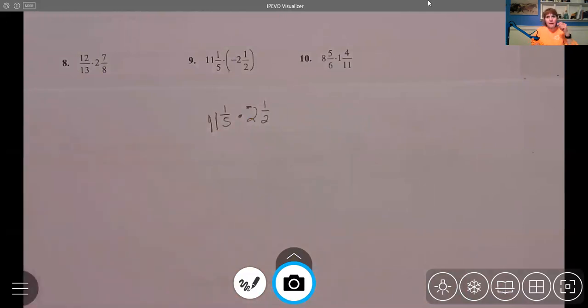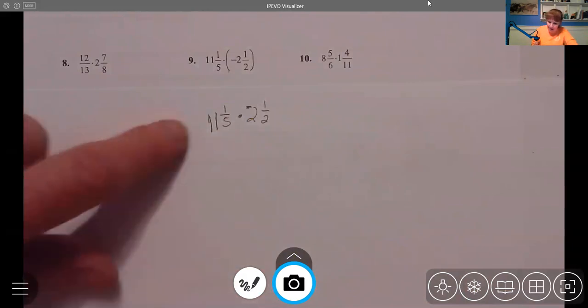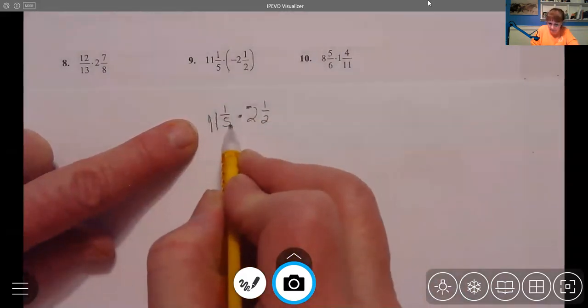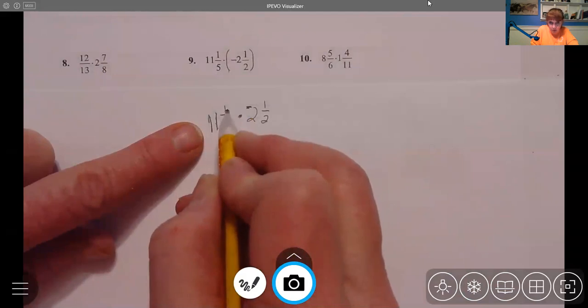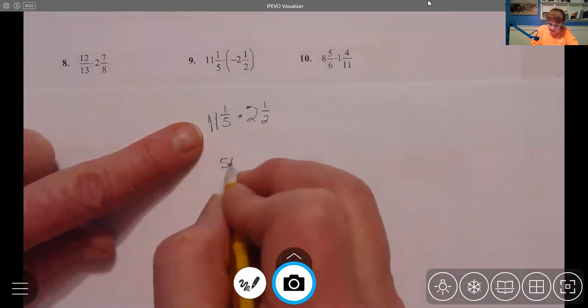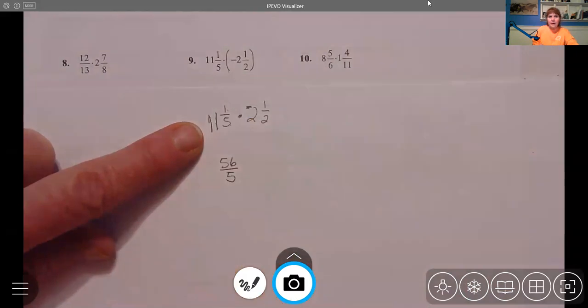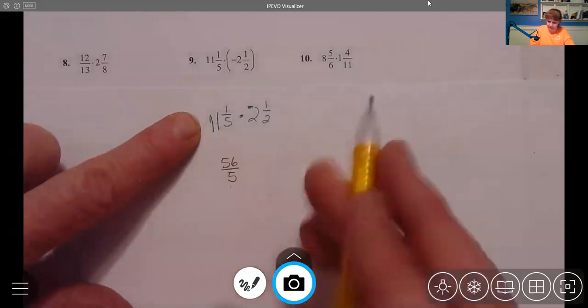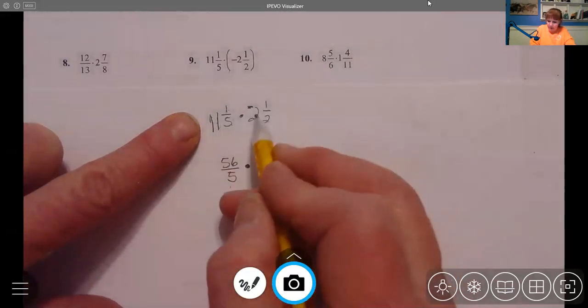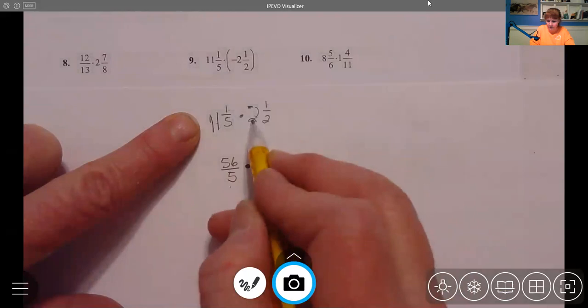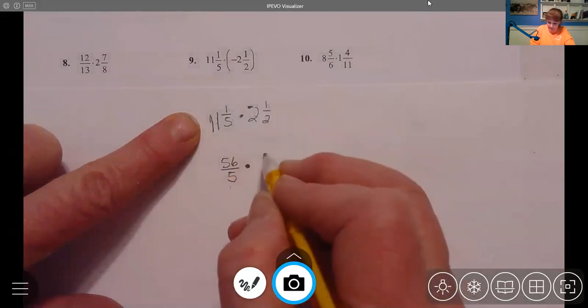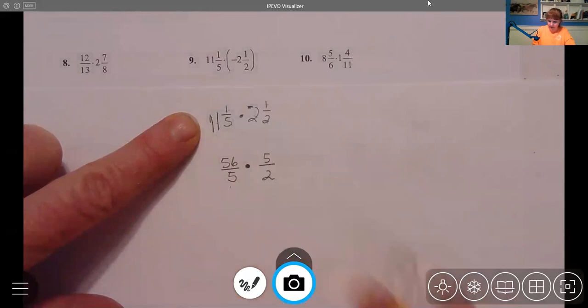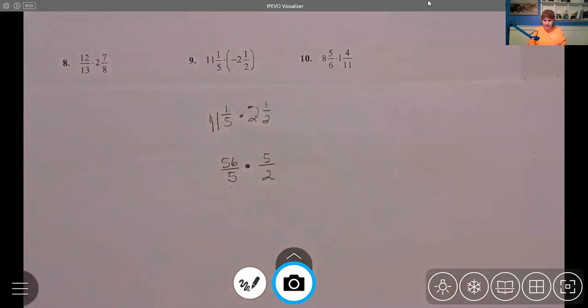So I'm going to make both of these fractional notation, reduce, multiply across, and come back to a mixed number. So here we have 11 times 5 is 55, plus 1 is 56 over the 5. Don't forget the denominator. So you multiply, add. 2 times 2 is 4, plus 1, 5. I'm going to leave that negative off for just a second.